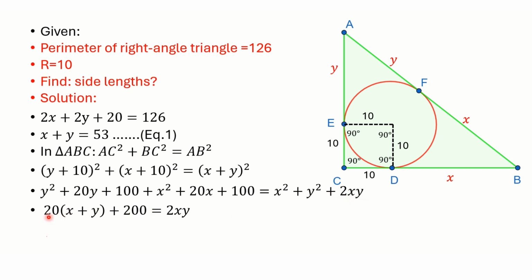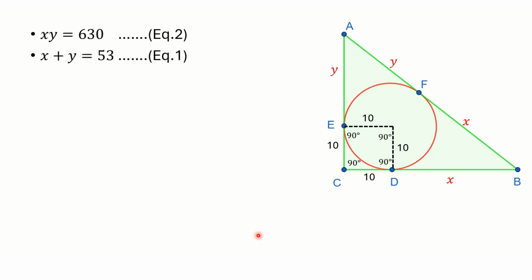Basically I have taken 20 common, so I can say 20 times x plus y plus 200 is equal to 2xy. Now let us plug the value of x plus y from equation 1. x plus y equals 53. So 20 times 53 plus 200 equals 2xy, and if you divide by 2, this becomes xy, which is equal to 630. So this is my equation 2.